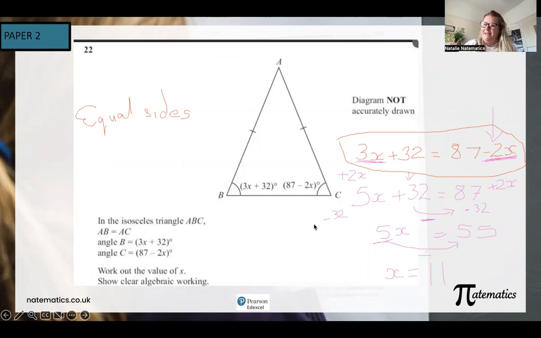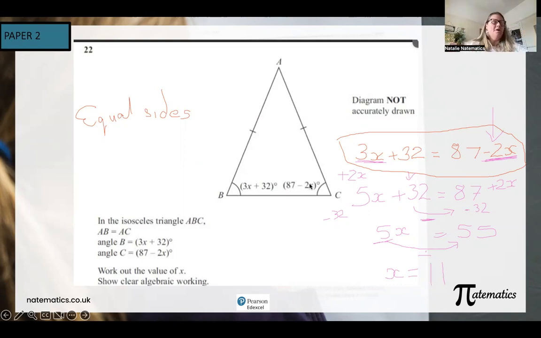Now, we do not have to do anything else, but it's always a good idea to double check things, especially if you've got a calculator paper. So I am going to pop in my calculator. I'm looking at this angle here, 3 lots of 11 plus 32. I get 65. So what would I expect that to be? 87 minus 2 times 11 equals 65.